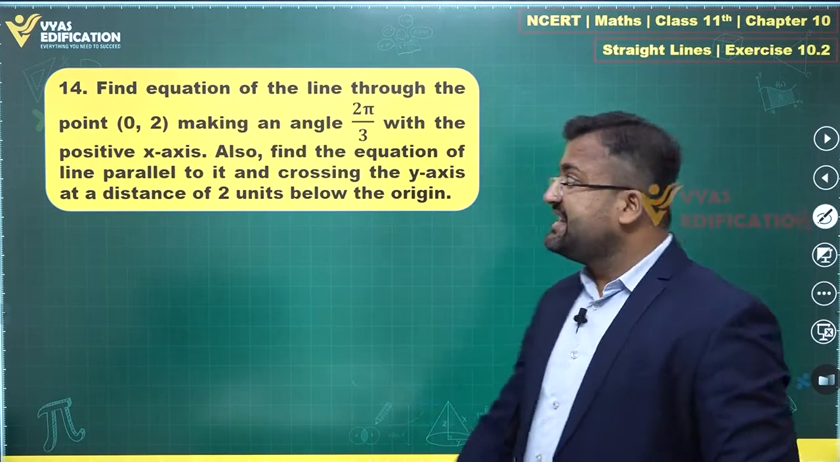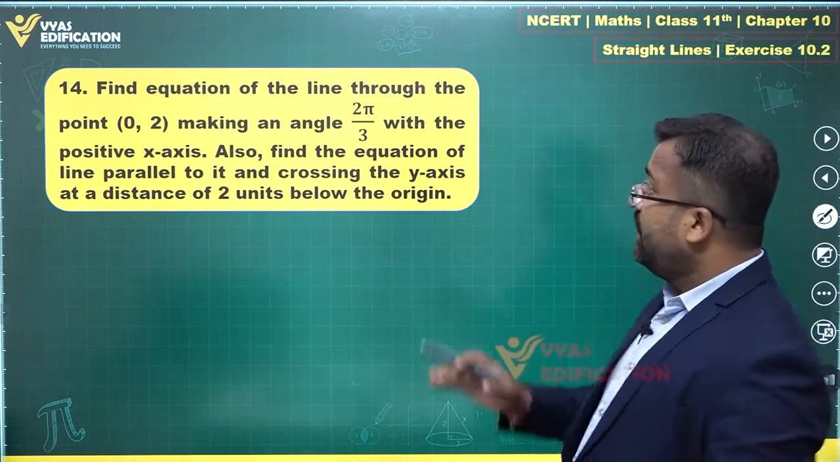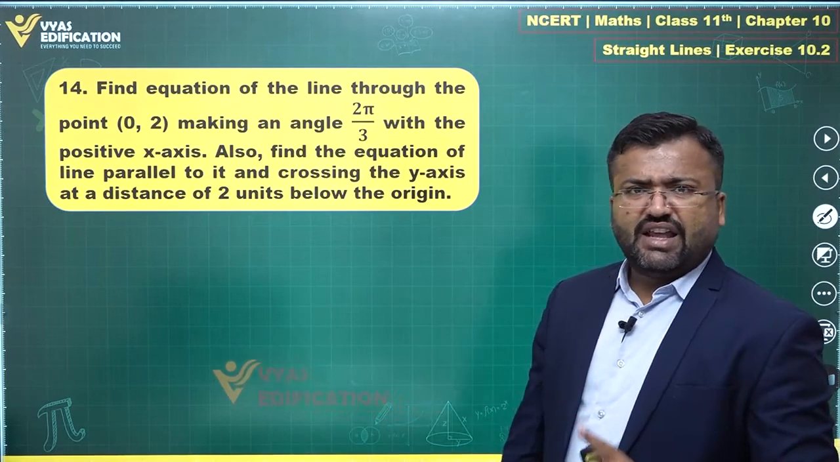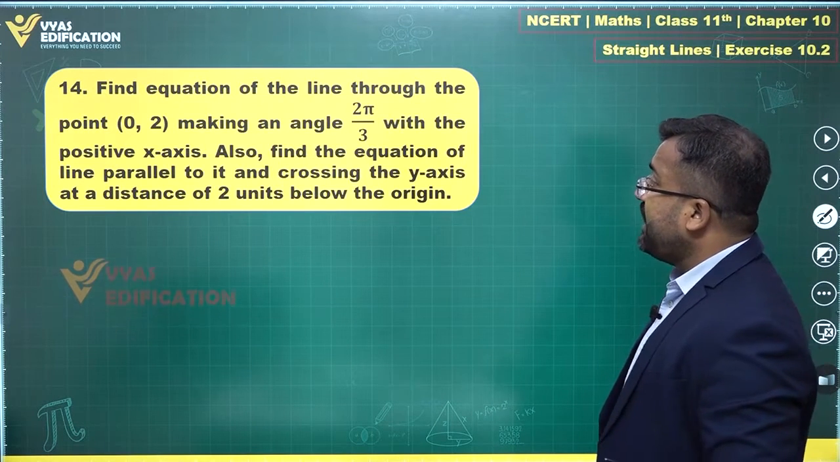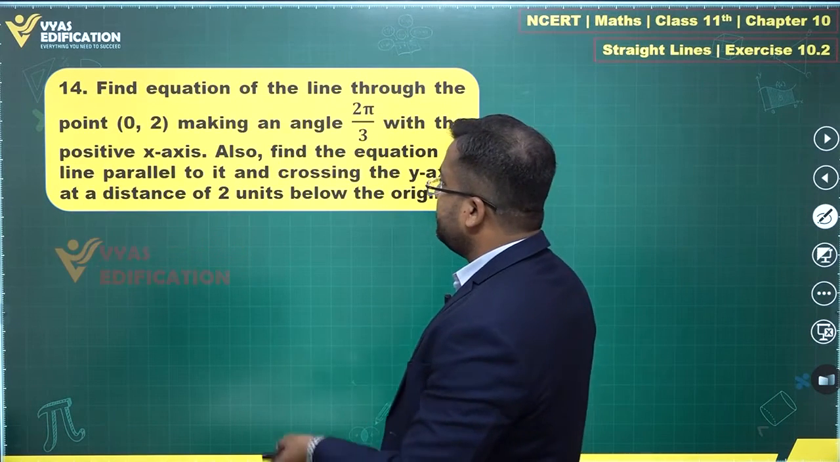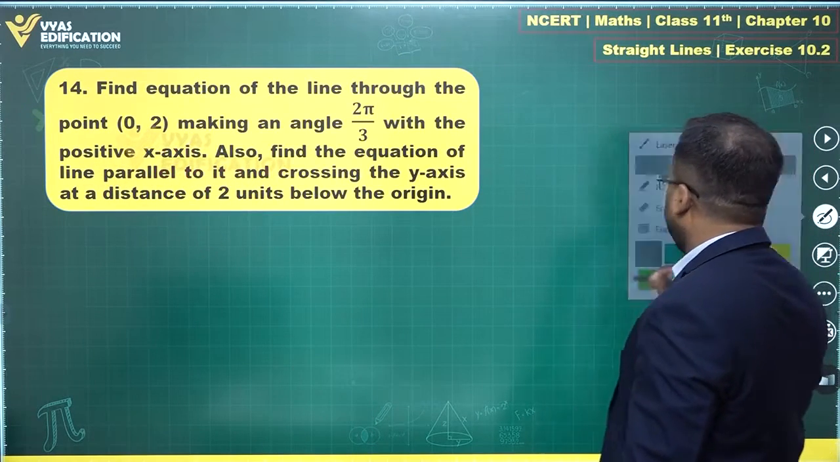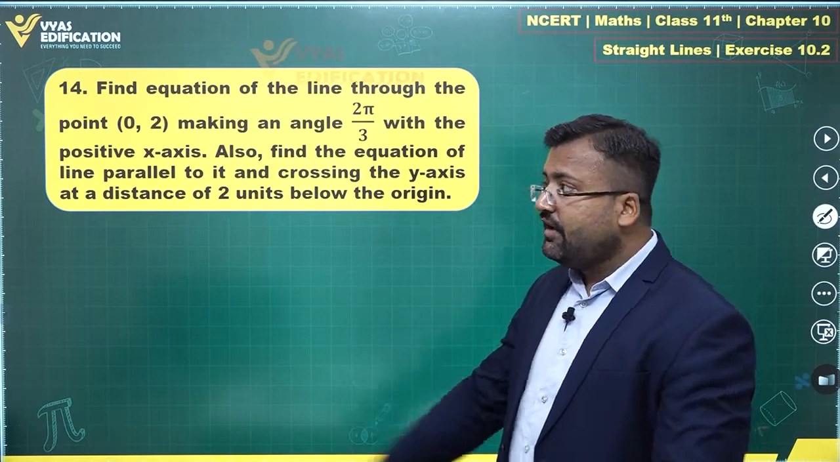The 14th question says, find the equation of the line through the point (0, 2) and making an angle 2 pi by 3 with the positive x-axis. So you are given the angle and the point, and you can easily find the equation. Also find the equation of the line parallel to it crossing the y-axis at a distance 2 units below the origin. So you will find the equation of another line, for which the slope can be found with the help of this, and you are given the y-intercept in another way.